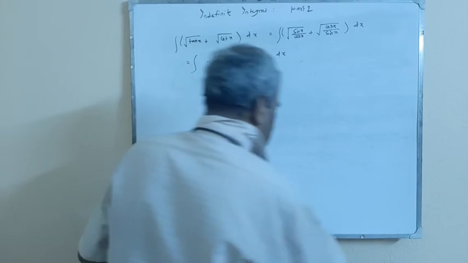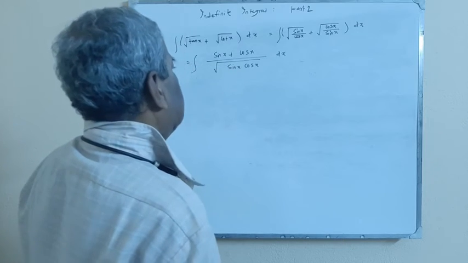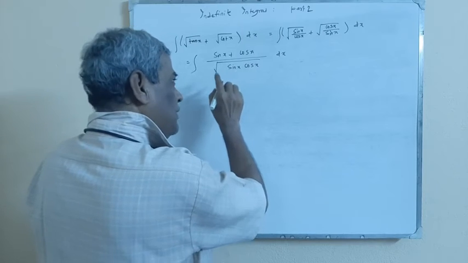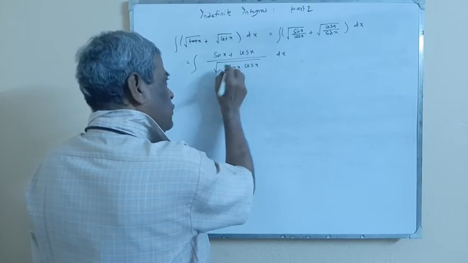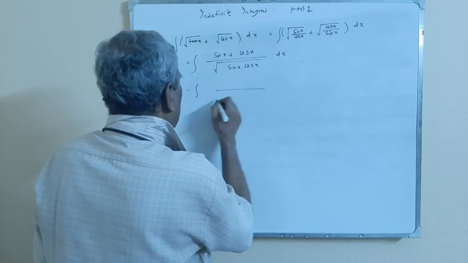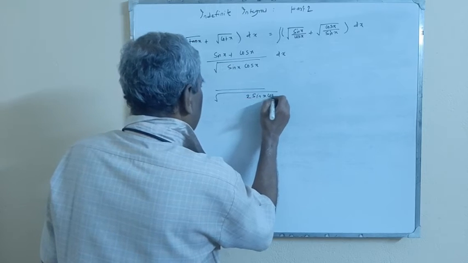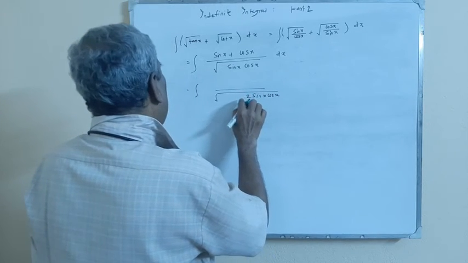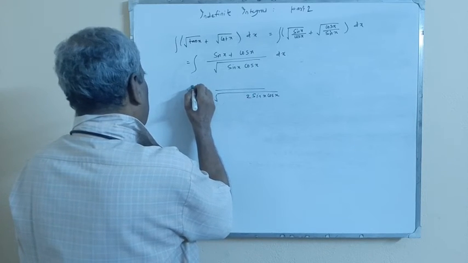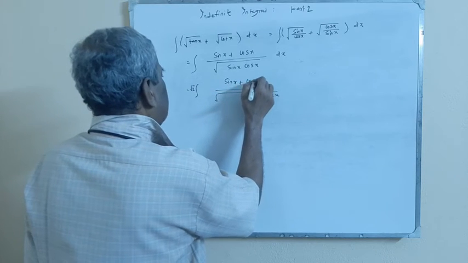Now let us try to express this by adding or subtracting 1 from here. First of all, make it 2. It is the integration of root over 2 sin x cos x. So I have taken root 2 in the denominator, so here also root 2, sin x plus cos x.